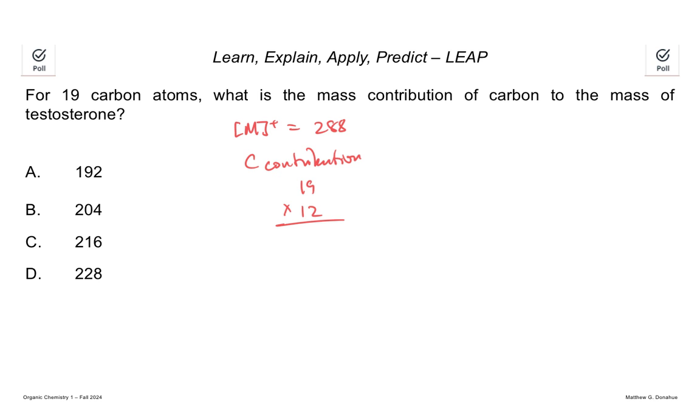Which answer is the best one? 228. So 228 of the 288 is due to carbon. So now we have to figure out how many hydrogens and then basically how many oxygens. So 228.